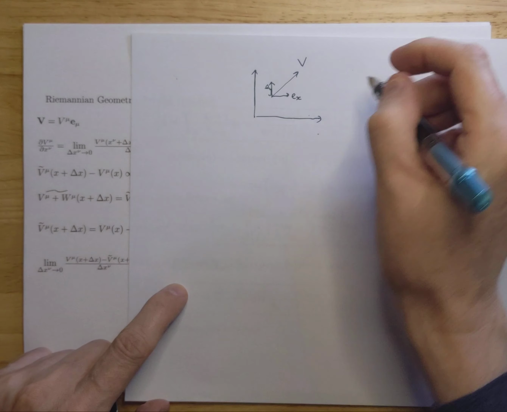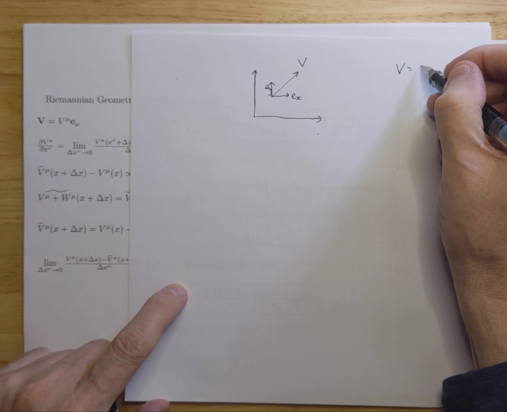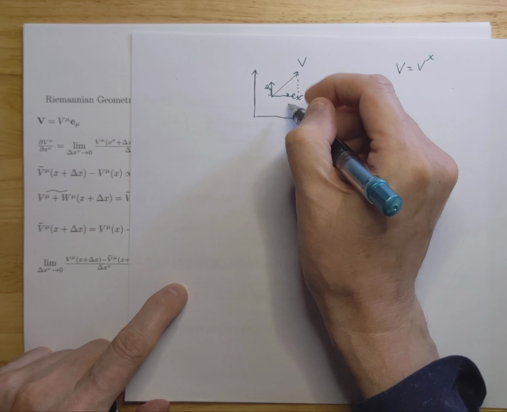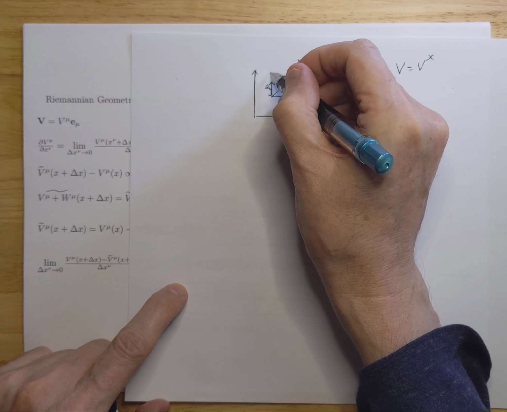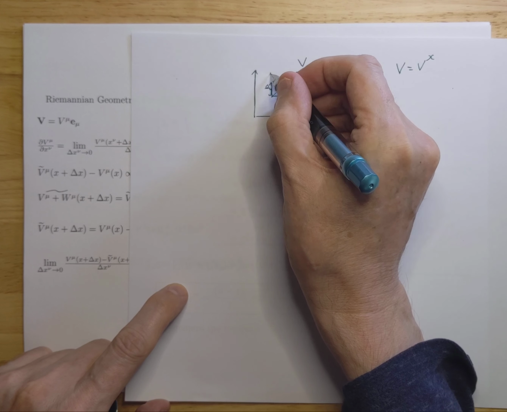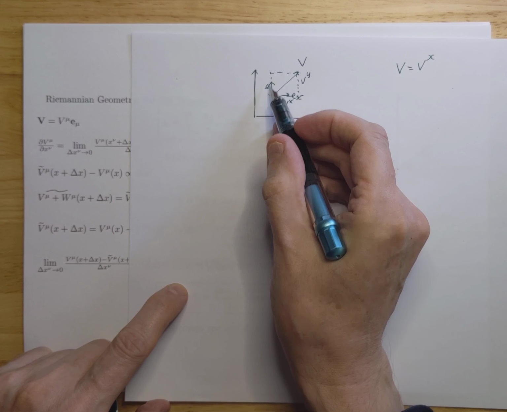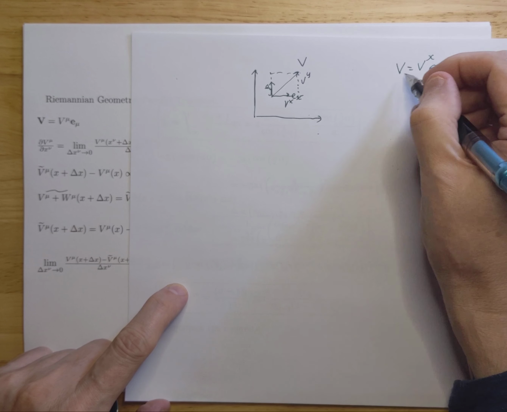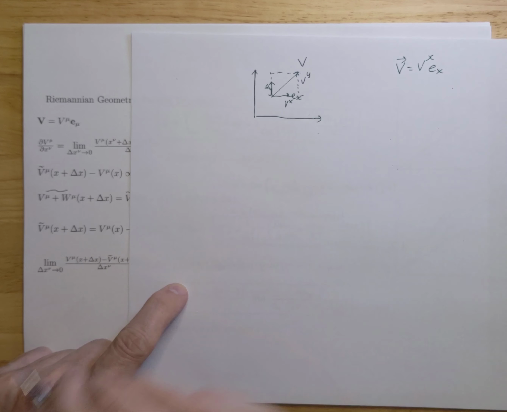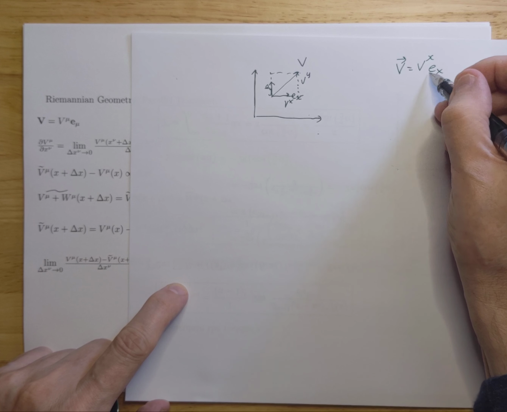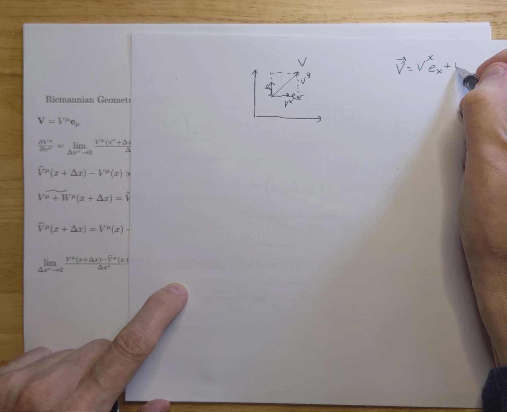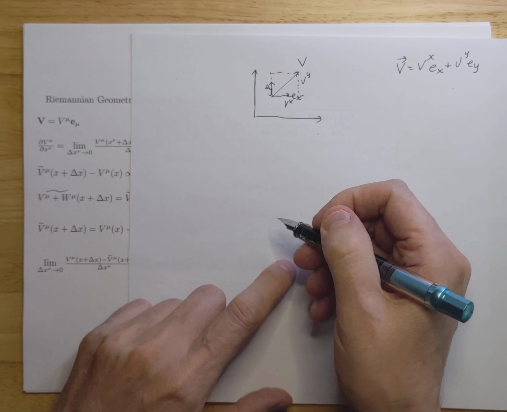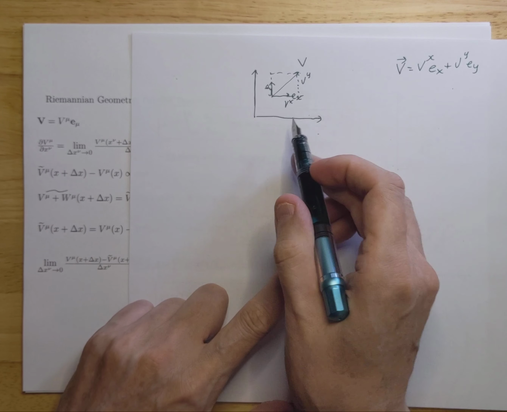So your vector v can be expressed as Vx, right, where this is the Vx part, and the Vy part is over there, that's this piece, okay, that height, and the Vx is that height. So you get your vector v equals Vx Ex, where Ex is the base vector, plus Vy Ey. Okay, that's how you represent a vector in Euclidean space.